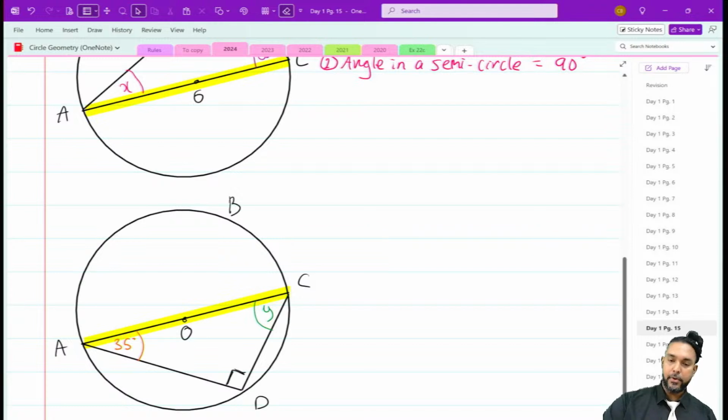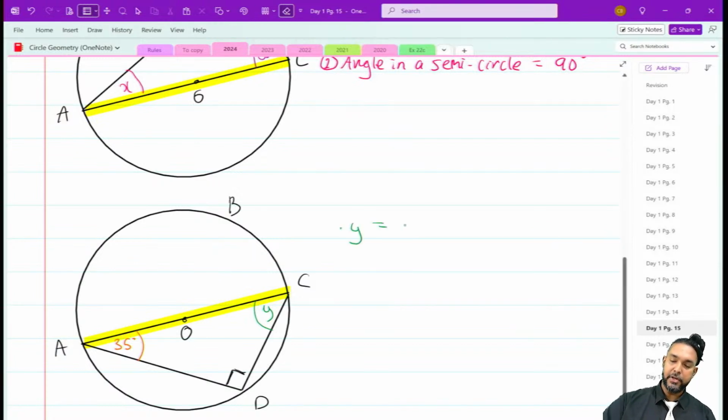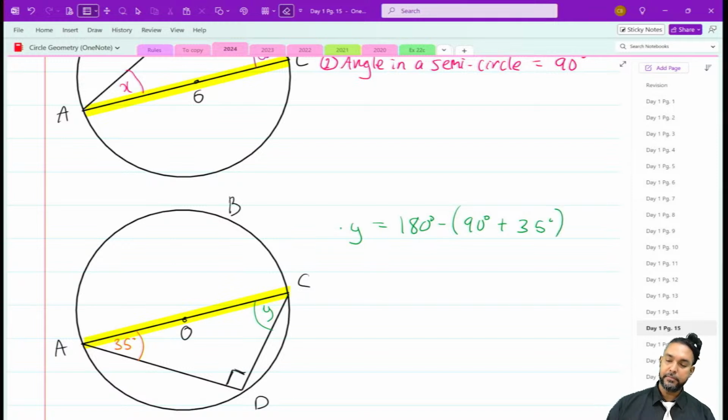So all we have to say here, therefore, is that Y would be equal to 180 minus 90 plus 35. And that'll give us, I think, 55 degrees. Anybody? And we could say that rules 1 and 2 from above apply here.